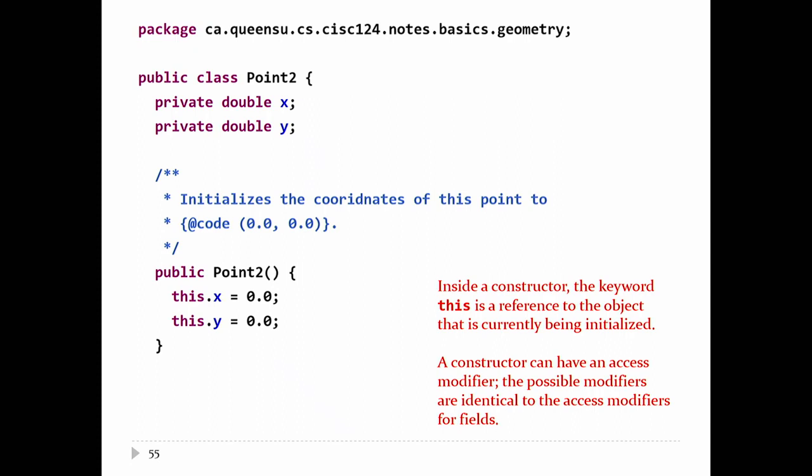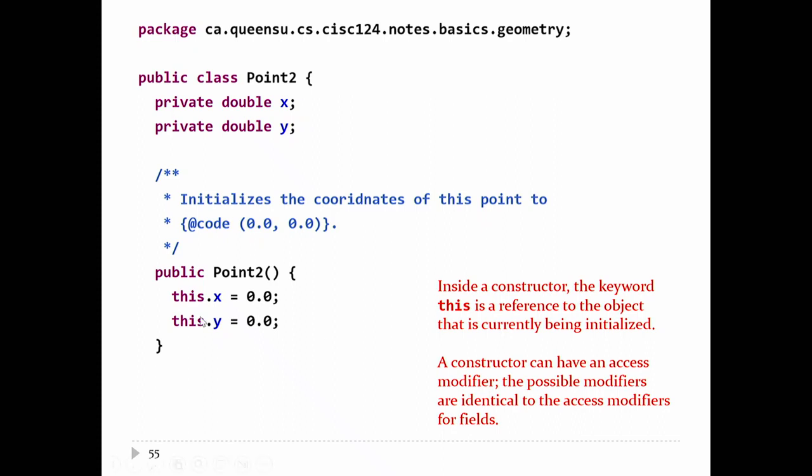So can we implement the no argument constructor ourselves? The answer is yes. The constructor name is Point2. There's no return value here, so it's not a method. It's a no argument constructor, so there's nothing inside the round brackets. Our constructor is public, which means that any other class can use this constructor. So what is this constructor supposed to do? It's supposed to set the value of x and y.